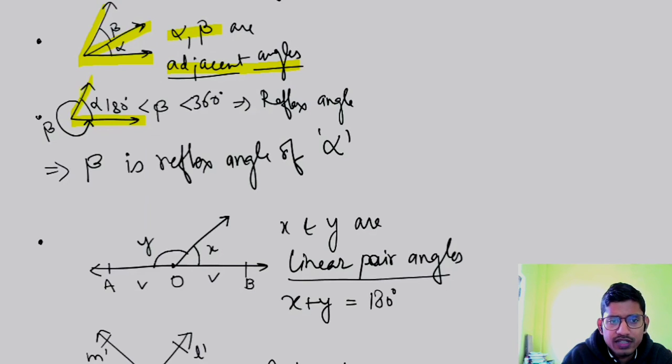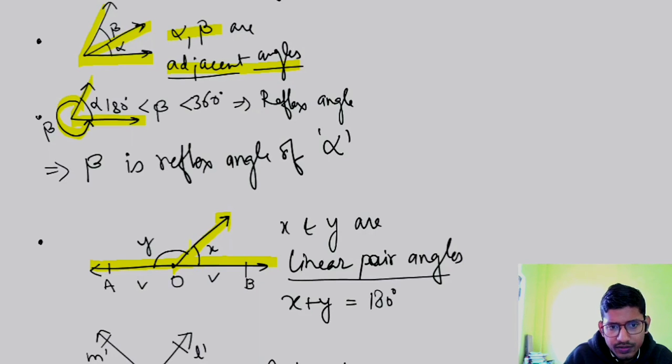Next point: alpha is an acute angle. Then the reflex of alpha is beta. You can define reflex as 360 minus alpha. Beta is the reflex angle, 360 minus the acute angle.